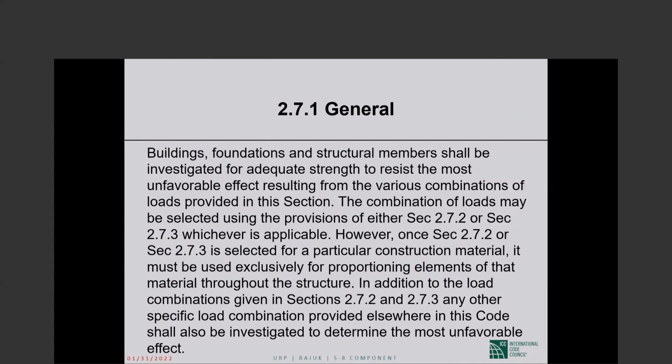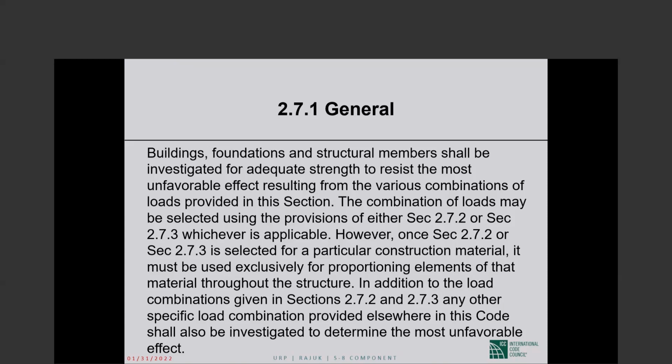The combination of loads may be selected using the provisions of 2.7.2, that is allowable stress design, or 2.7.3, strength design, whichever is applicable. Okay, in concrete you don't have a choice anymore. It's all strength design, but in the other materials you still have a choice. You can use ASD or strength design. Then something very important is said.